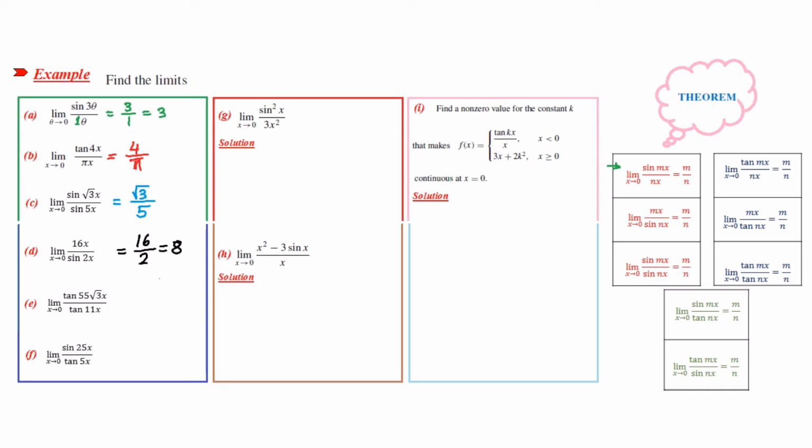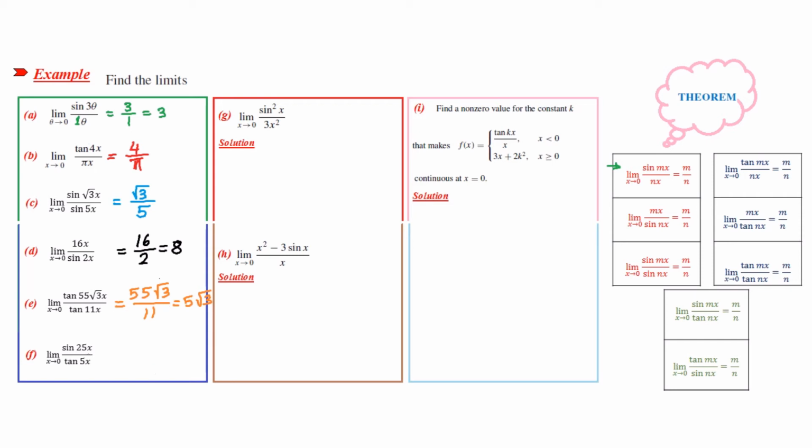For the next one, tan over tan equals m over n, the coefficient up, 55 radical 3 divided by 11, and 55 over 11 equals 5. Then you have to put radical 3.